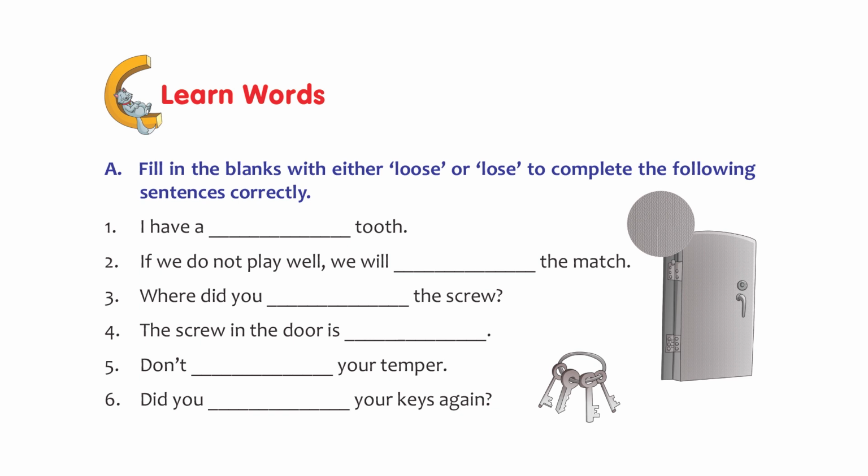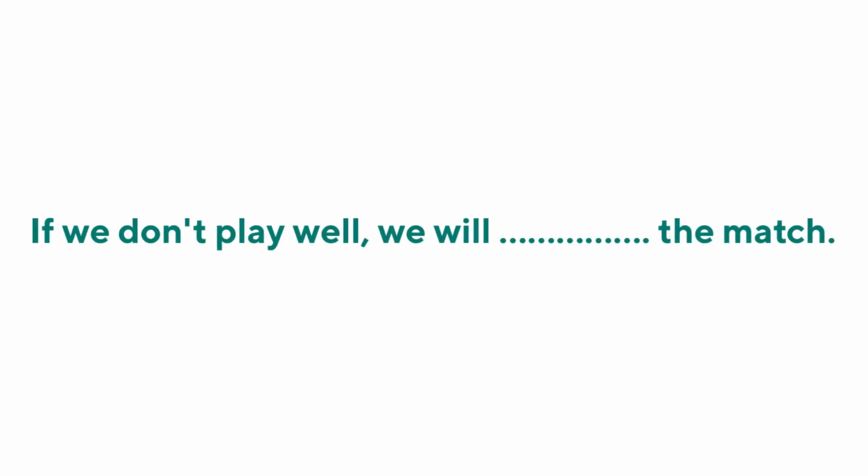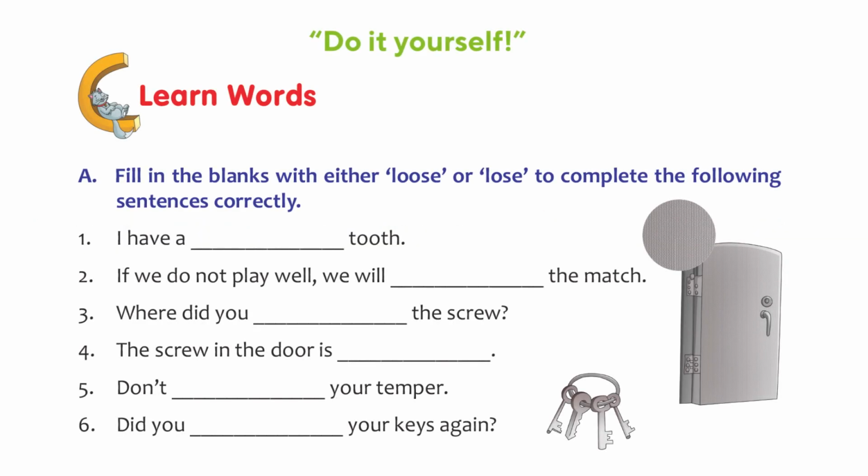All you have to do is to remember the meanings and see which word fits right. The first one is, I have a dash tooth. I have a wobbly tooth, not tight. So what is the word there? Loose, L-O-O-S-E. The next one is, if we don't play well, we will dash the match. We will lose the match, L-O-S-E. Now look at the rest of them and it's easy for you to solve.